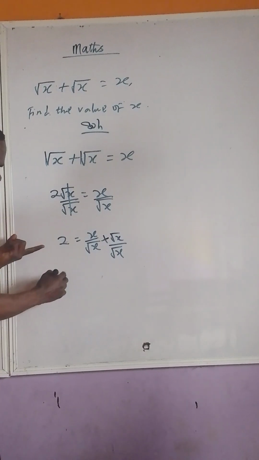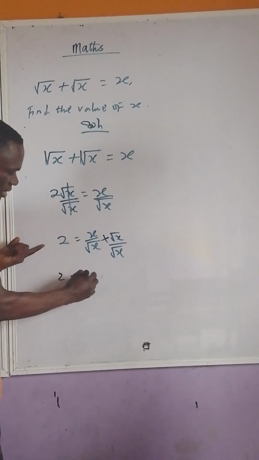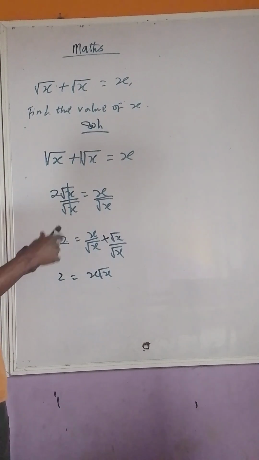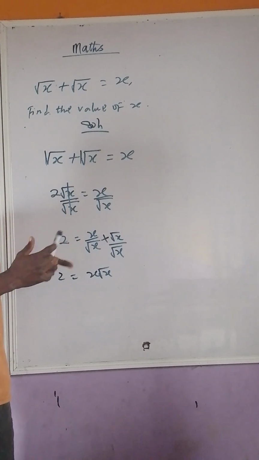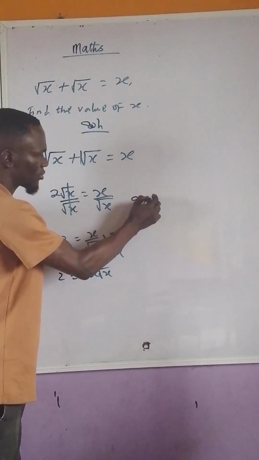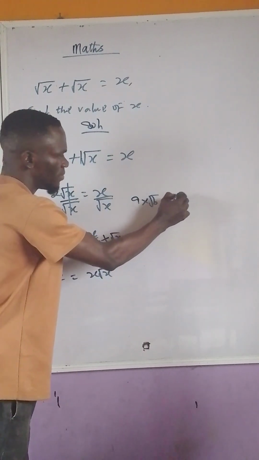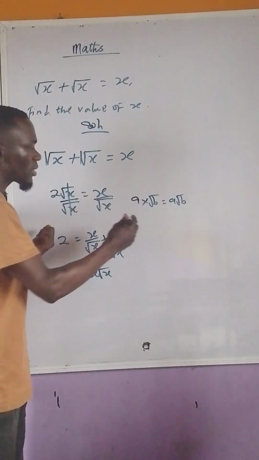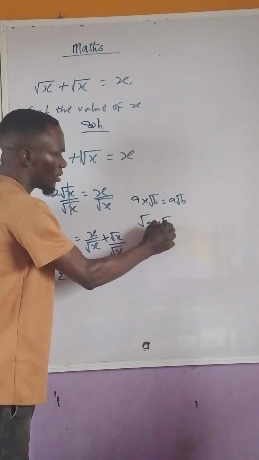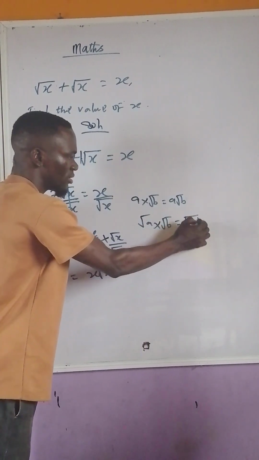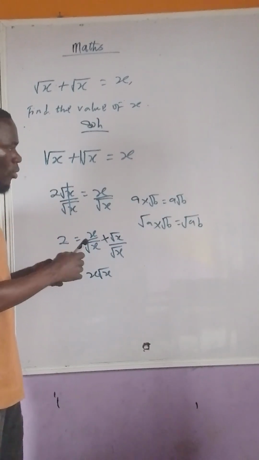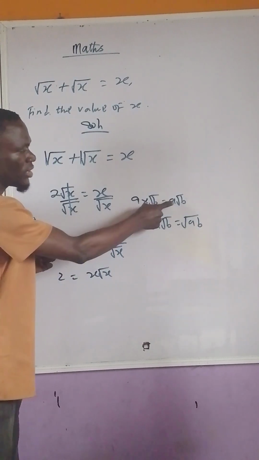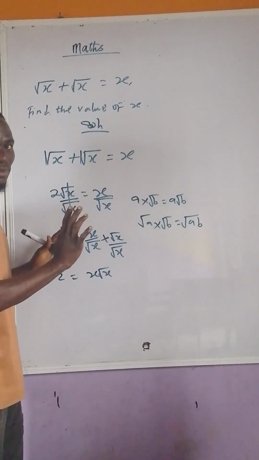Then we have 2 equals, this time, this gives us x root x. Some students write root x squared, which is wrong. When you have a times root b, it means that we have a root b, with a standing as the coefficient. Something like root a times root b can be root ab, you are correct. But when it's coming in this format here, it will only become a root b. Just note it down.